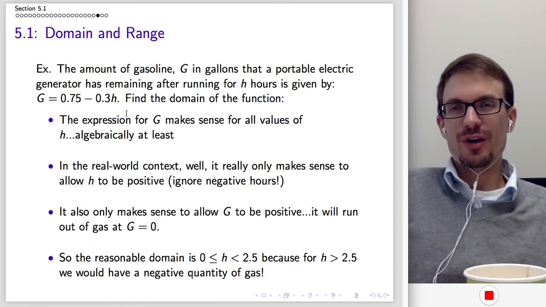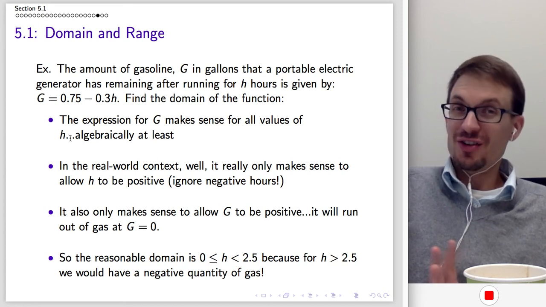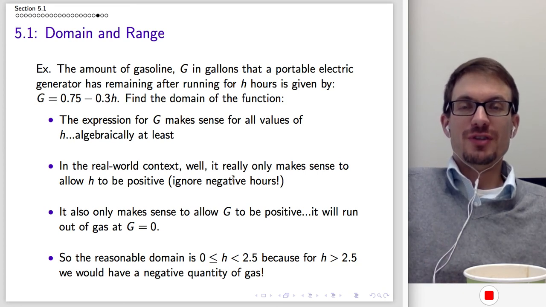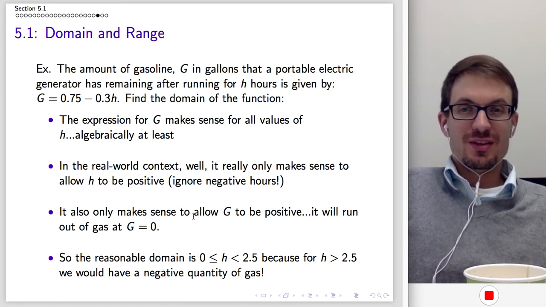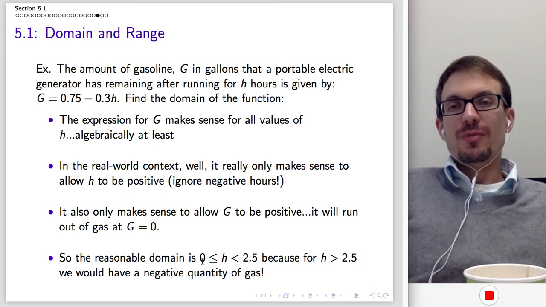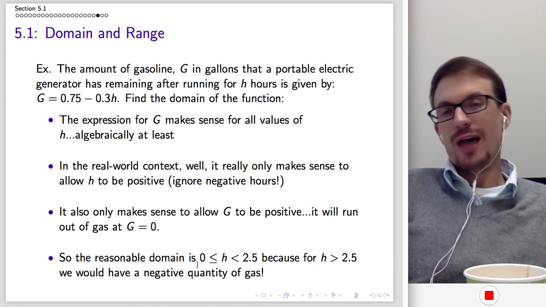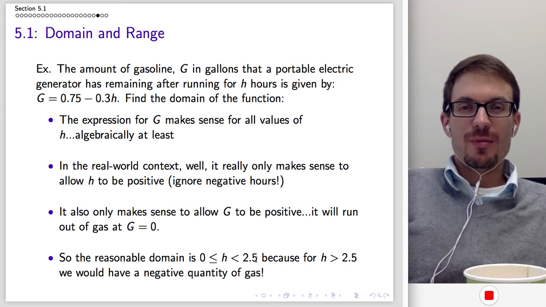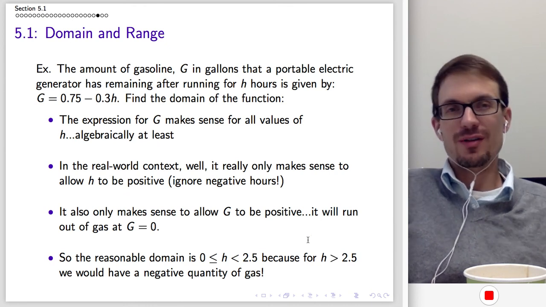So let's go over this more carefully. The expression G makes sense for all values of H, algebraically at least. In the real world, though, it makes sense to allow H only to be positive and to ignore negative hours. It also only makes sense to allow G, the amount of gas remaining, to be positive. It runs out of gas at G equals 0. So the reasonable domain is going to be H between 0 and 2.5. We allow time 0, but we have an open interval at the upper bound. Why? Well, because for hours beyond 2.5, we have a negative quantity of gas.